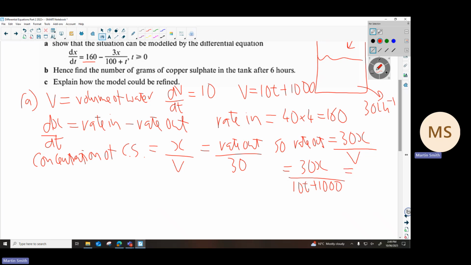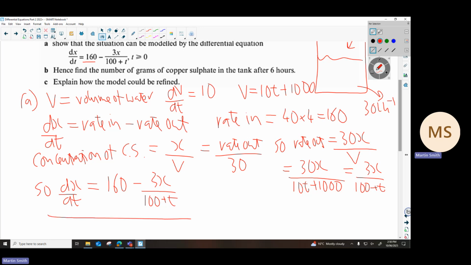And I can divide top and bottom of this by 10 and maybe switch the terms on the bottom. So that's just the same as 3X divided by 100 plus T. So combining those together, dx by dt will be equal to 160, that's the rate in, minus the rate out, which is 3x divided by 100 plus t, and we are done.